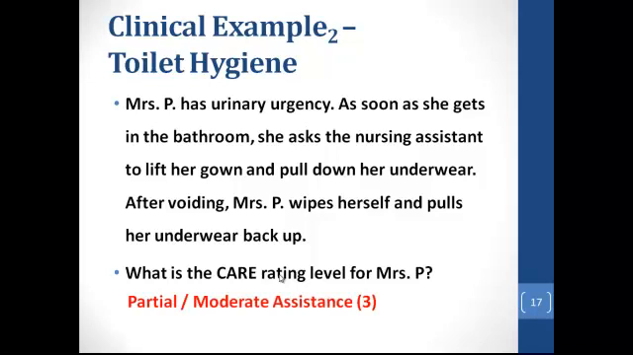The best choice is 3, partial or moderate assistance. The rationale is that the helper provides more than just touching assistance. The patient does more than half of the effort, but the helper does need to provide less than half of the effort. The patient does 2 of the 3 toilet hygiene tasks. Remember, there are more examples for this item in the training manual.